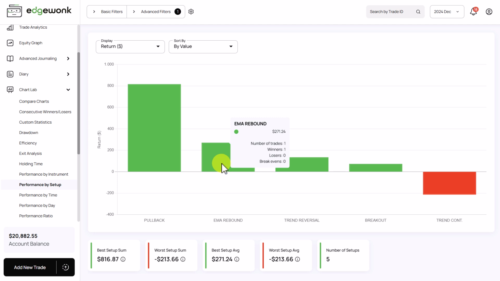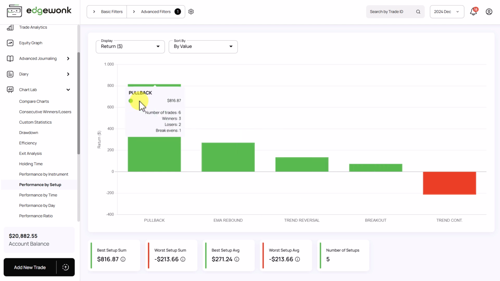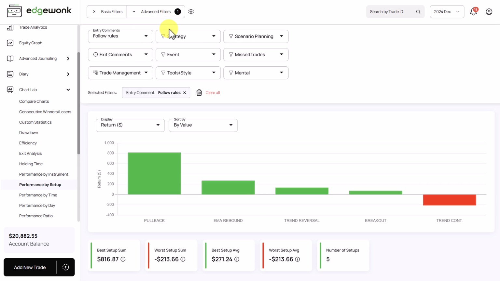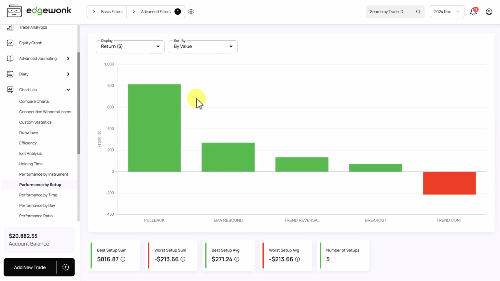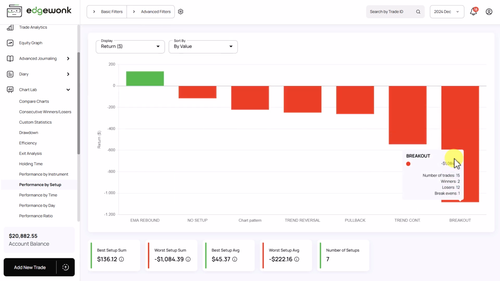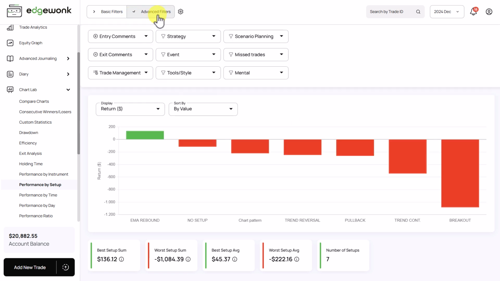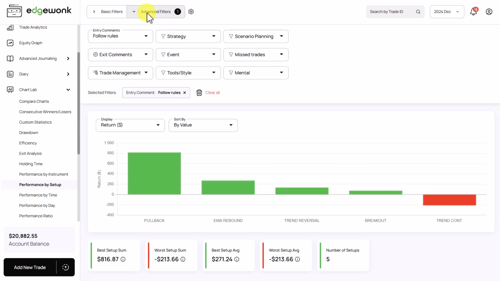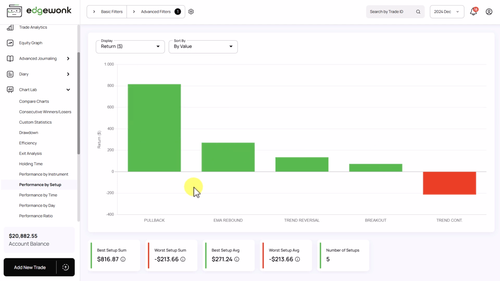The EMA rebound is not performing as great, trend reversal seems to be working, and also breakout trades are working as well. So the trader would draw the wrong conclusions if we would not look at the trades where he's following his trading rules. All of the other trades where he didn't follow his trading rules are skewing his performance here. If you don't apply this filter, you would look at them and see, okay, breakout trades don't work, pullback trades don't work. But as we've seen, the core strategy, when the trader is following his rules, is making money. So it's not about the setup, it's always about the trader.